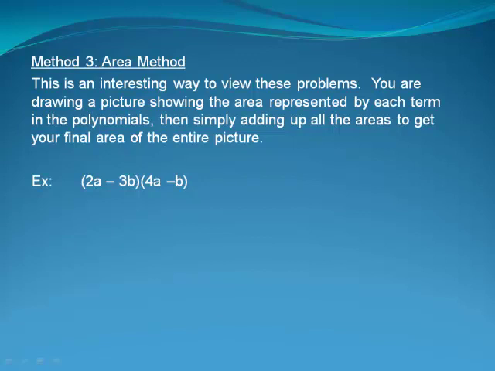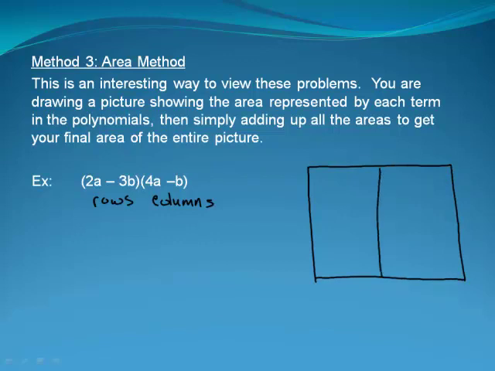You're going to look at the two polynomials in the problem, and you're going to let the terms in one of the polynomials represent row values for a table, and you're going to let the other polynomial represent columns in your table. So since both of these problems are binomials, that means I'm going to need 2 rows and 2 columns. So we're going to draw a rectangle, or in this case a square, since those are about the same.